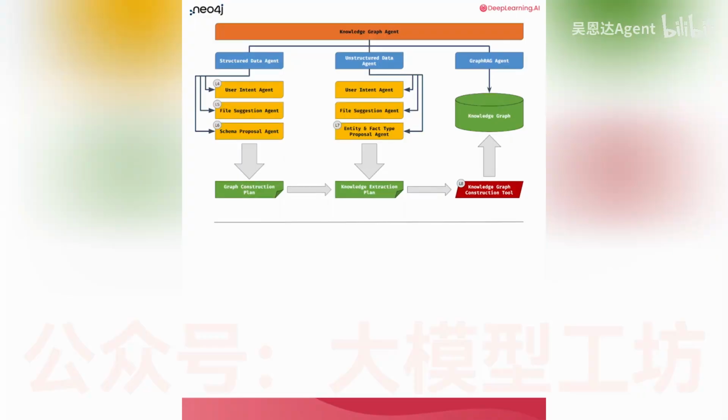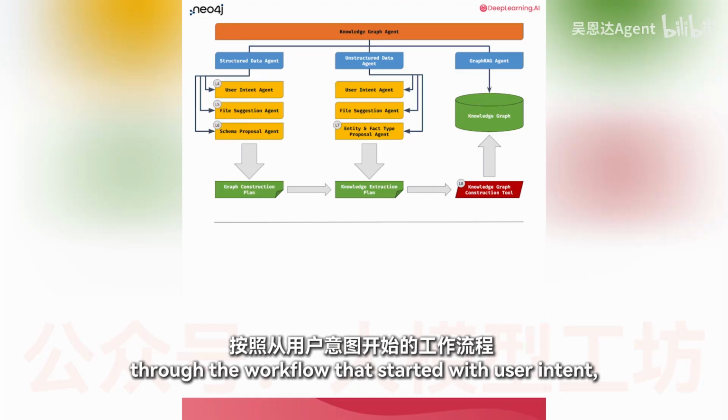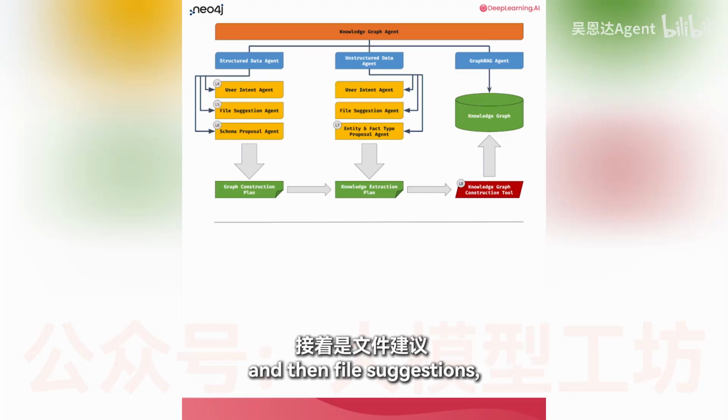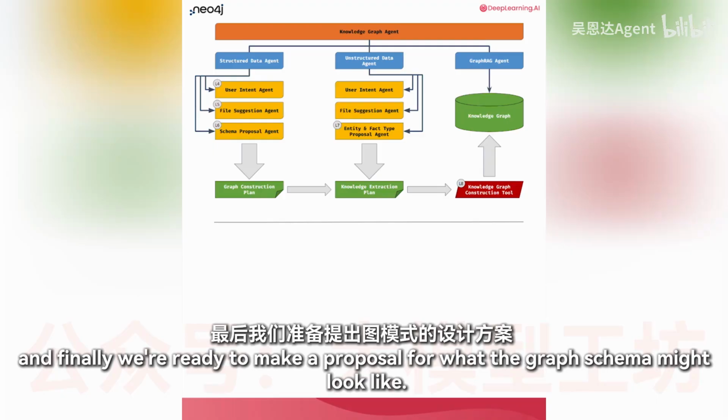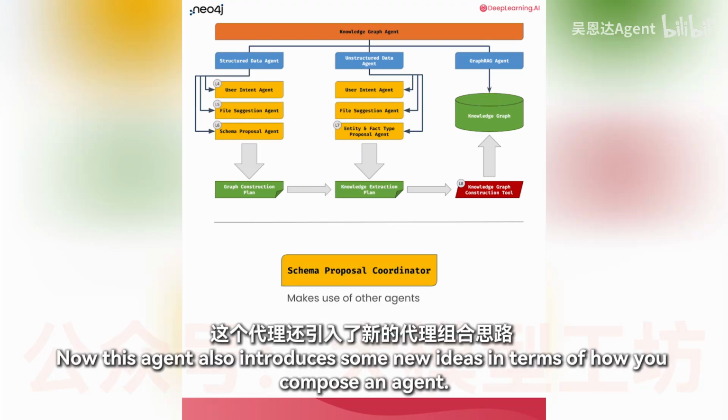Let's dive in. You're working through the structured data agent, through the workflow that started with user intent, and then file suggestions, and finally we're ready to make a proposal for what the graph schema might look like. That's the job of this agent. Now, this agent also introduces some new ideas in terms of how you compose an agent.